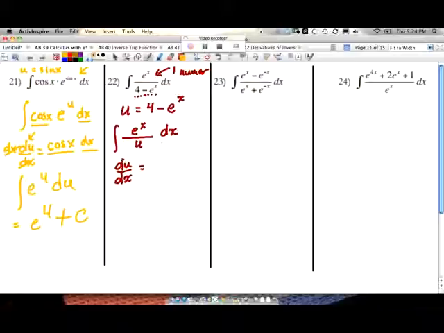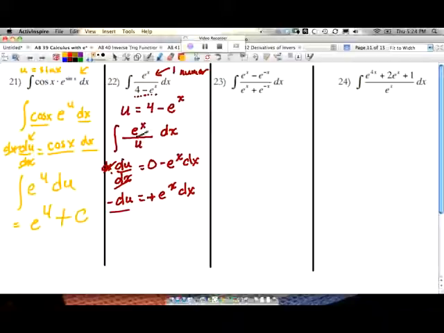That's going to tell me if u is 4 minus e to the x, the 4 goes to 0, and the minus e to the x, the minus is still there, and the derivative of e to the x is just e to the x. Oh, well, this is kind of helpful because if I multiply both sides by dx, now I'm looking at du equals negative e to the x dx, but if I multiply both sides by negative, I got my e to the x dx equals du.